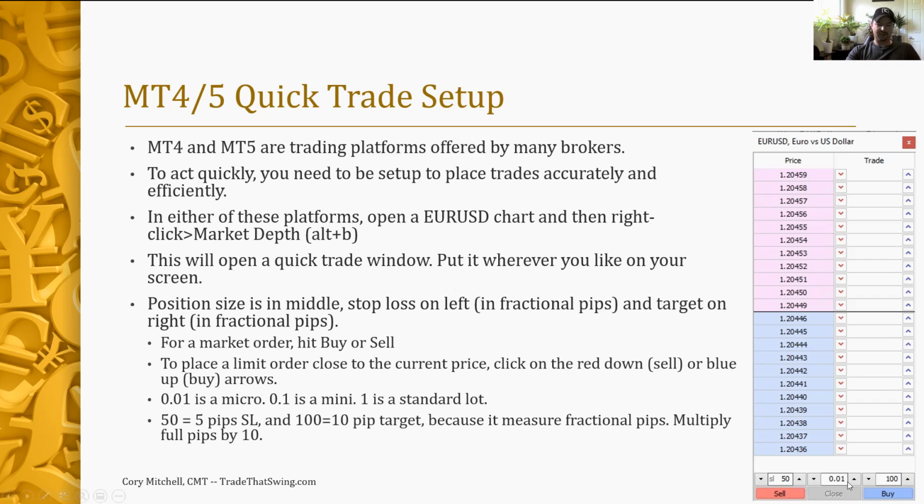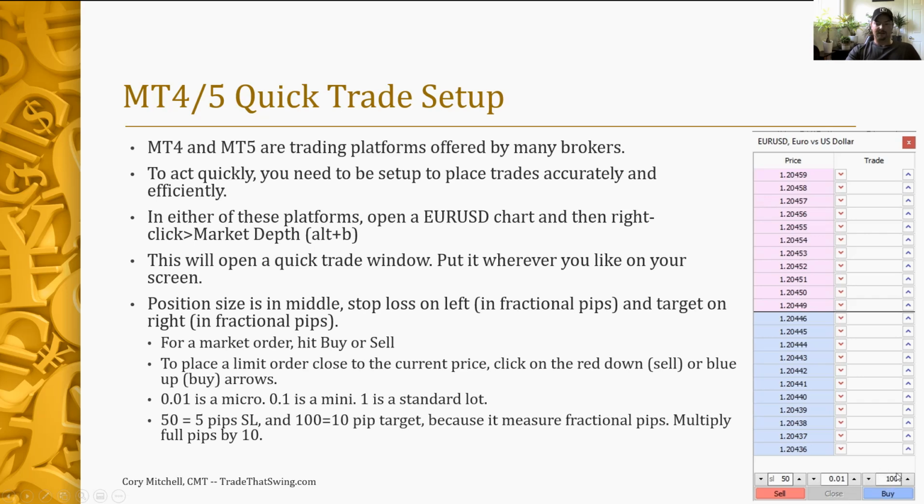We have the position size in the middle, and this is in fractional lots. So right now this would be a micro lot, 0.01. If it was 0.1, it would be a mini lot, and if it was 1.00, that'd be a standard lot.